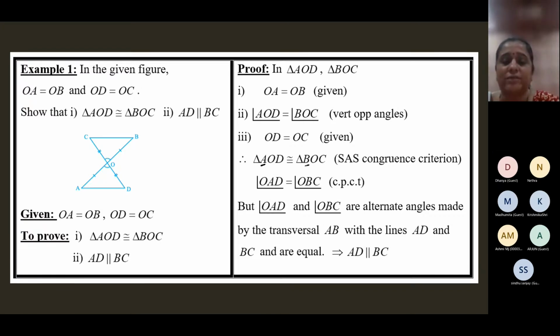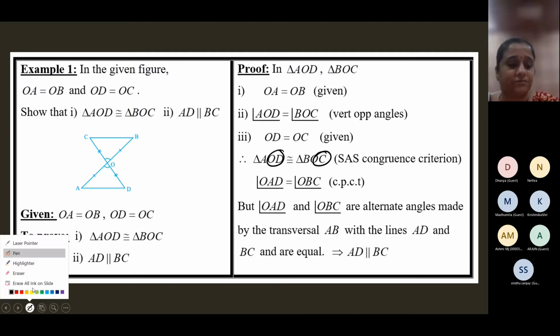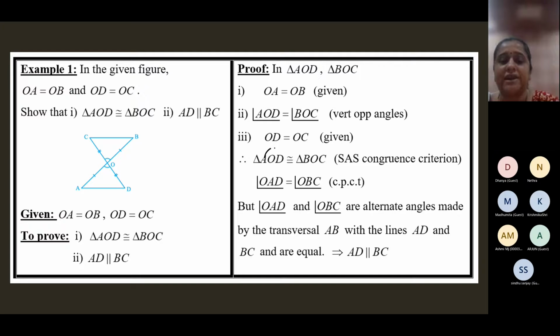Angle A is equal to angle B. Angle O is equal to angle O. Angle D is equal to angle C. Side AO is equal to side BO. Side OD is equal to side OC. Side AD is equal to side BC. Now you write whichever you want.